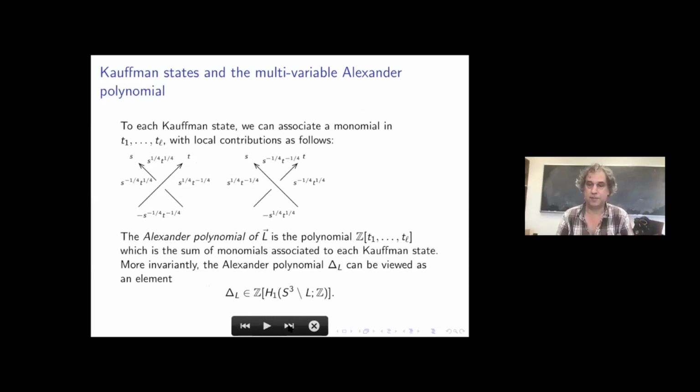So that's a perfectly reasonable definition of the multivariable Alexander polynomial. There are more conceptual definitions. And in fact, one thing that you see almost immediately is that I didn't use the orientation in a significant way. I used the orientation to identify the group ring on the first homology of the link complement with the polynomial algebra in n generators.